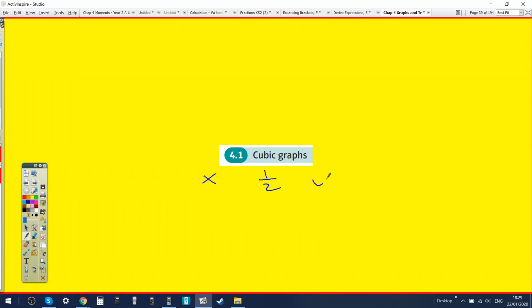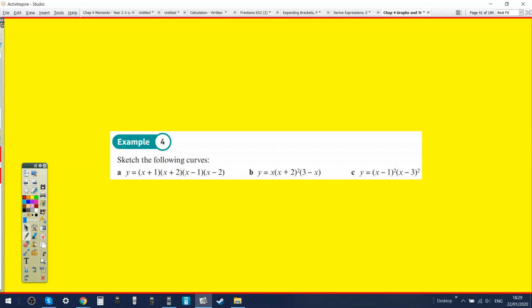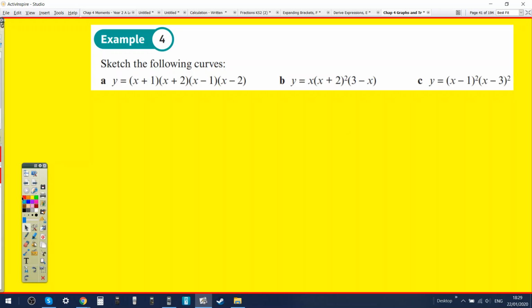Cubic graphs. Half. Right, quartic graphs, power of 4. This is what they look like. So this one looks a lot like x squared, but it's x to the 4. This one has 1, 2, 3, 4 roots. And then this one has 3 roots because it has one repeated root where it touches in the middle. Sketch the first one. Nah. Sketch the last one.